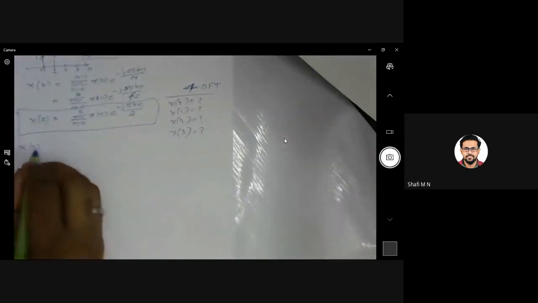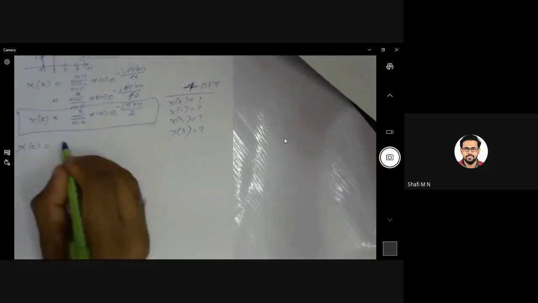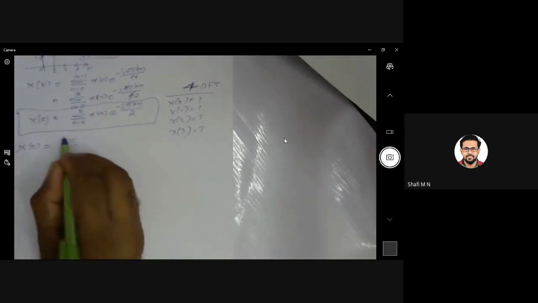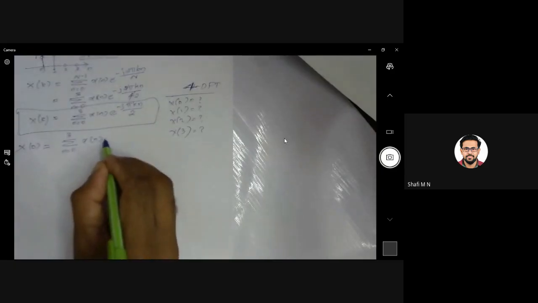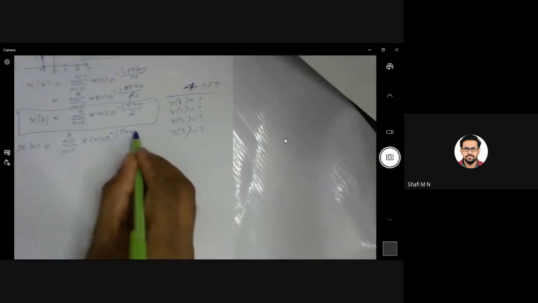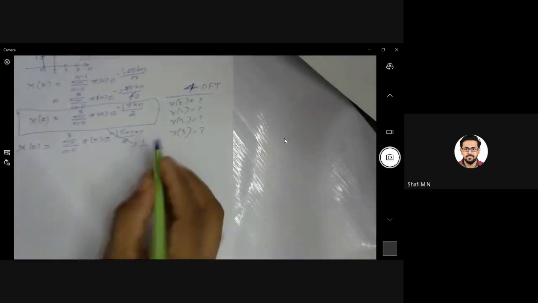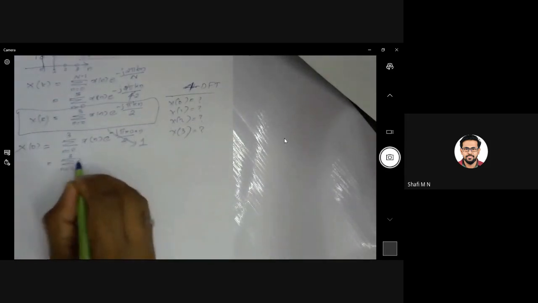So let's start with X of 0. All of you do it in parallel. We will substitute k equal to 0, sigma n equal to 0 to 3, x of n, e raised to minus j pi k n divided by 2. With k equal to 0, this term will become e power 0, that is 1. So the first term will always be very simple. It will be like this, x of n.